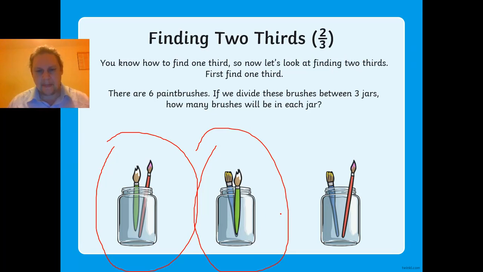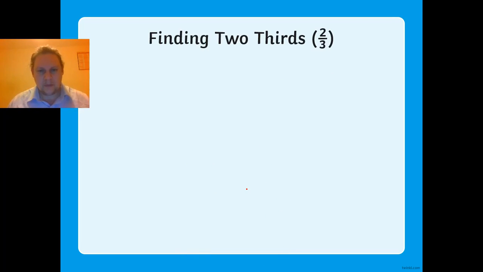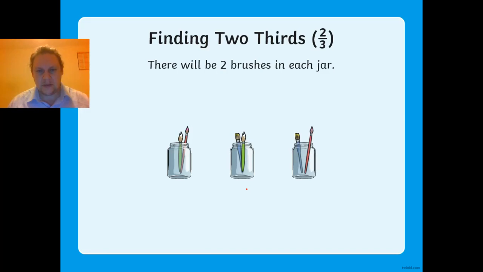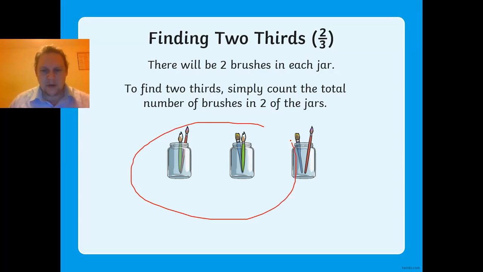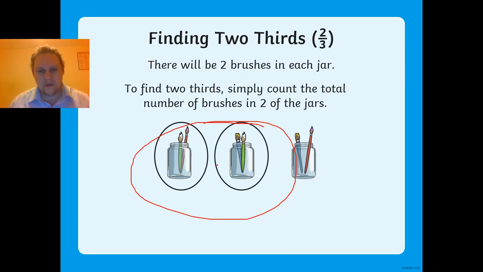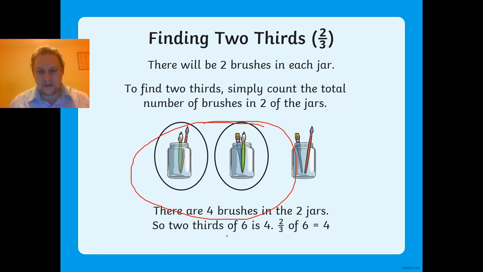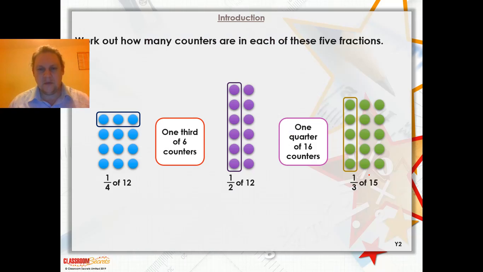Okay, so 2/3. There'll be 2 brushes in each jar. To find 2/3, simply count the total number of brushes in 2 jars. Okay, 1, 2. How many brushes have we got all together? 1, 2, 3, 4. So there are 4 brushes in 2 jars. So 2/3 of 6 is going to equal 4. 2/3 of 6 equals 4.